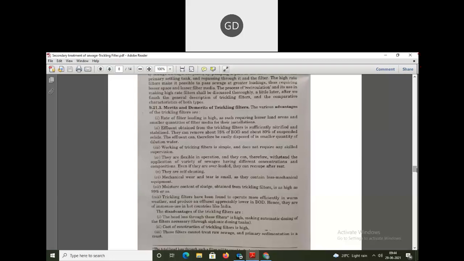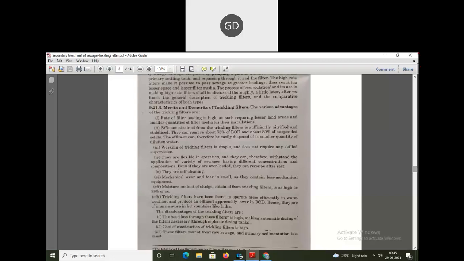The operation is also very flexible, and they can withstand different concentrations and different compositions of sewage. These trickling filters are also self cleaning, and the wear and tear of these filters is very low. Trickling filters also operate more efficiently in warm weather, and they produce an effluent that has a very low BOD. So these are some of the merits of trickling filters, and the disadvantages are also there.